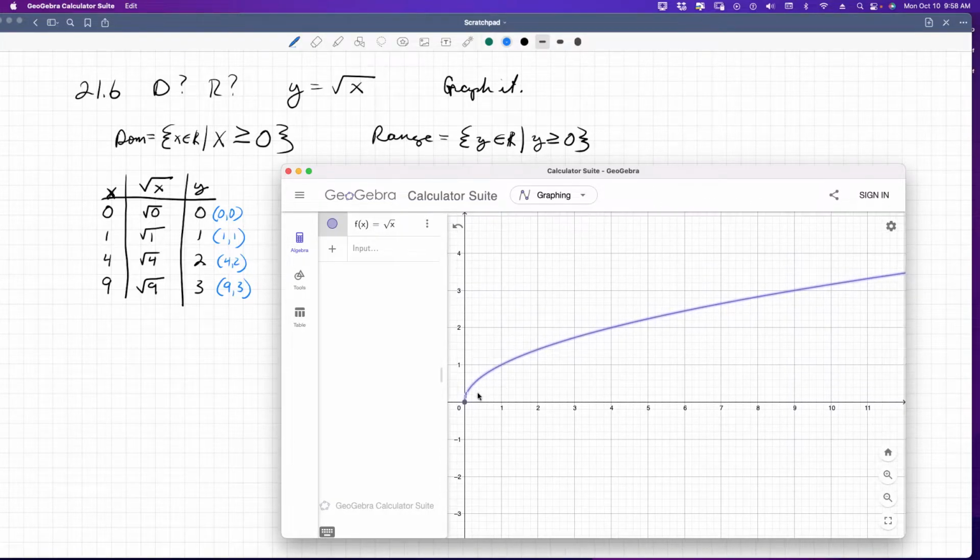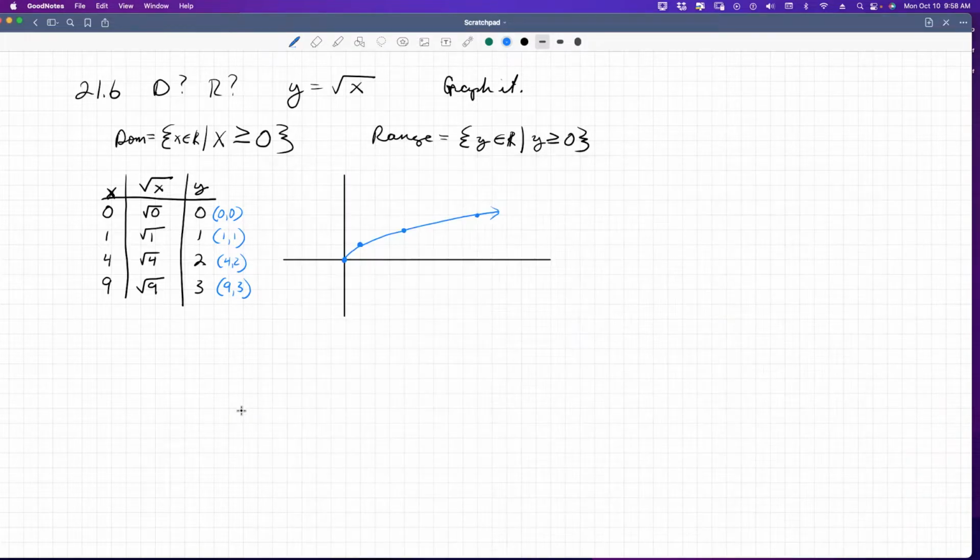Here we go. We have 0 and 0 is our beginning, our y-intercept. Then we have 1 and 1. And then we have 4 and 2. You see the 4 and the 2. And then we have up here 9 and 3. So you can see the points we found are mimicked on this graphing calculator. So we know we found the right points. We know we did the work correctly. So that is how you would do that.